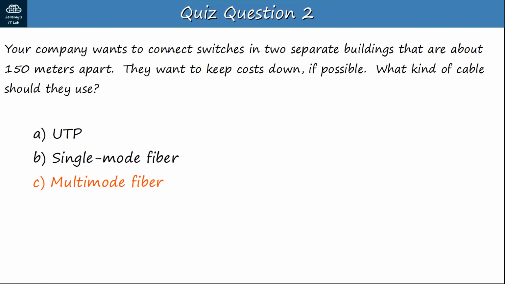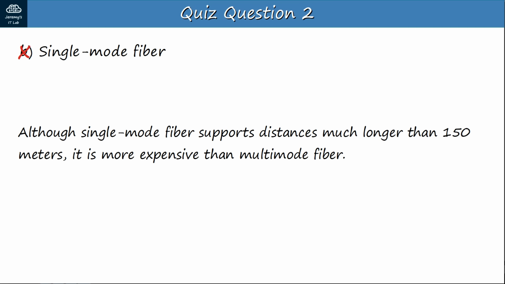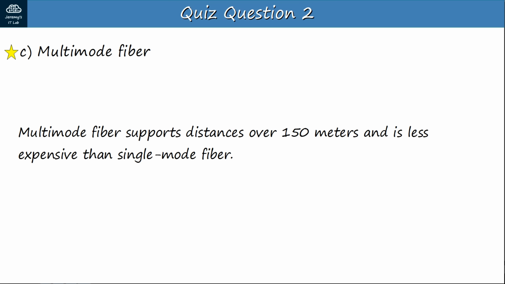Let's check. Although UTP would keep the costs down, it does not support distances over 100 meters, so A, UTP, is incorrect. Although single-mode fiber supports distances much longer than 150 meters, it is more expensive than multimode fiber, so B, single-mode fiber, is not the best answer. Multimode fiber supports distances over 150 meters and is less expensive than single-mode fiber, so C, multimode fiber, is the best answer. Let's go on to question 3.